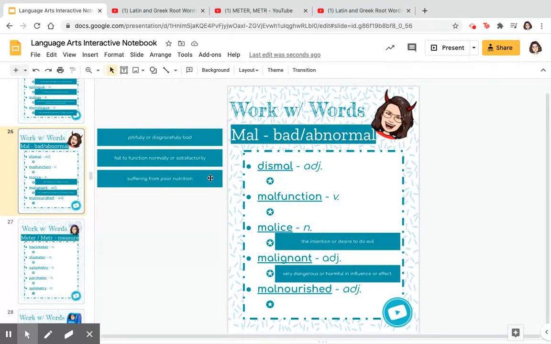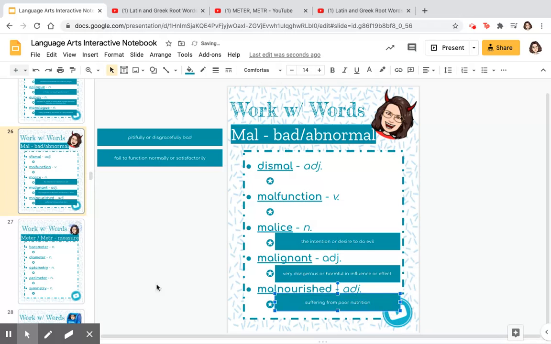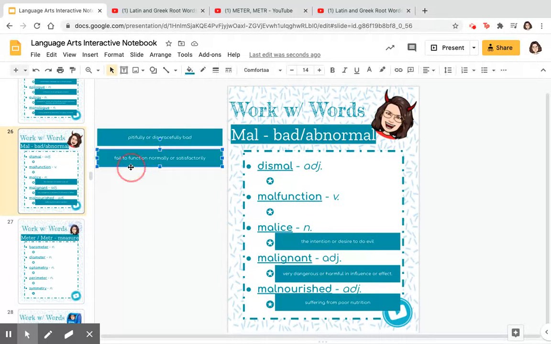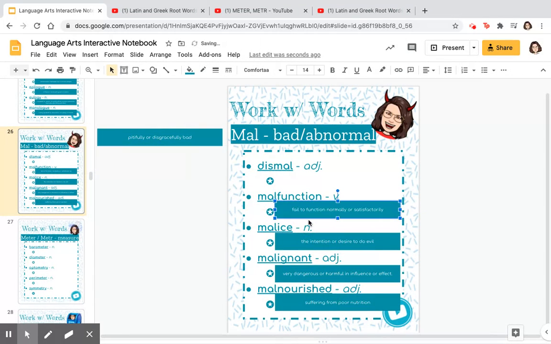Suffering from poor nutrition means they are malnourished. We're starting a fundraiser to pay for food for malnourished children. Fail to function normally or satisfactorily. That is a malfunction. My computer malfunctioned and kicked me out of the Google Meet.